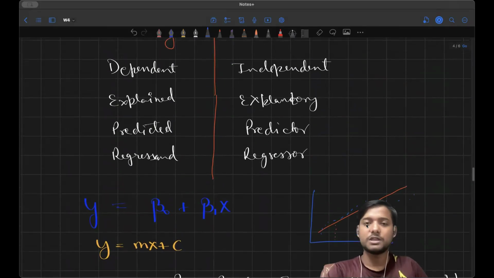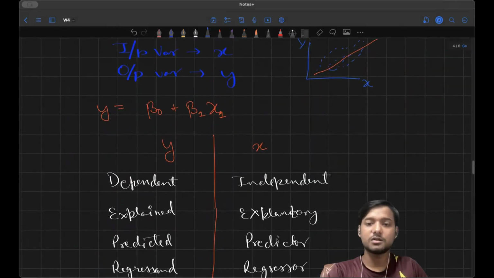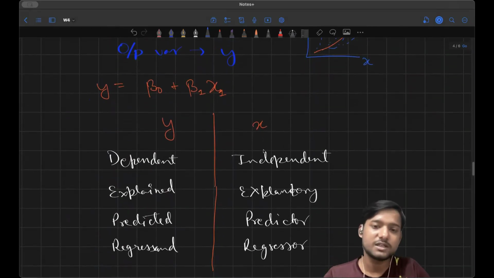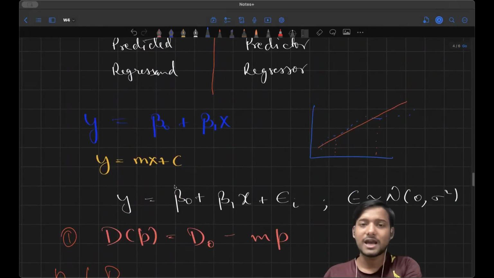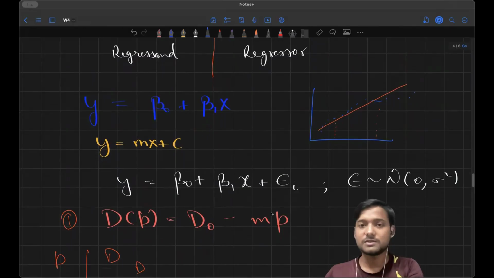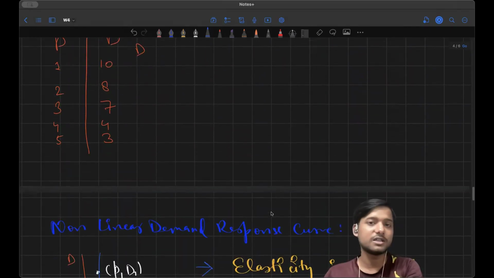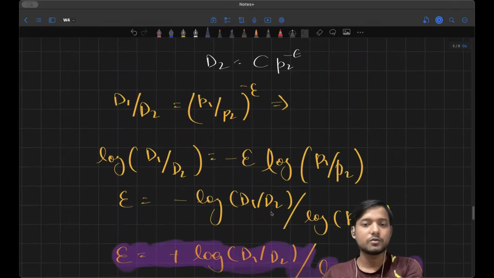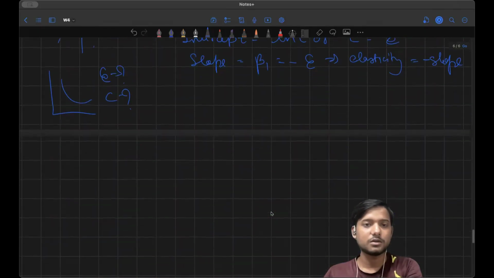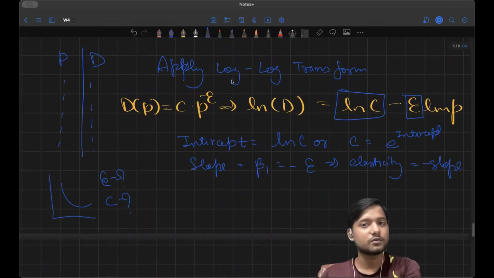Please be very much aware of the terminology. Most of the time you will see explanatory and explained variable, predictor and predicted. These are commonly used. And as I said, we cannot capture this epsilon part, so that becomes the error. We will study these things later when we cover multiple linear regression. So that's it for this one, and we will continue with the PYQs in the next video.